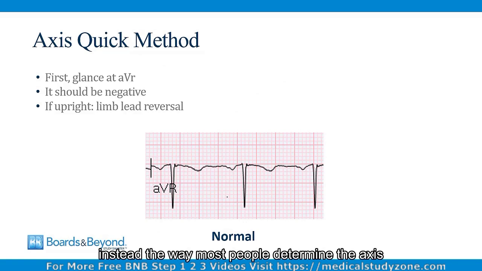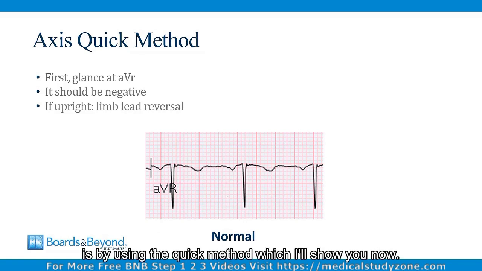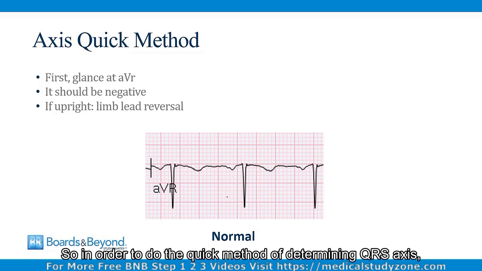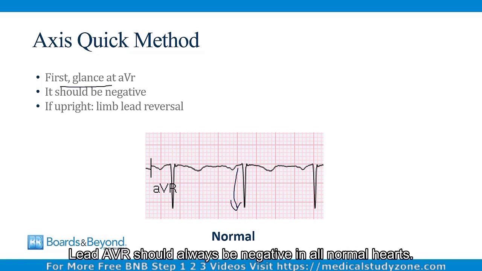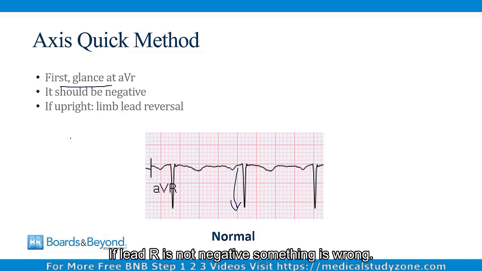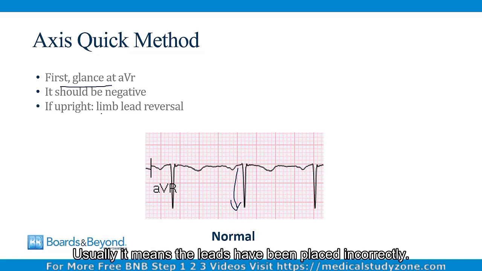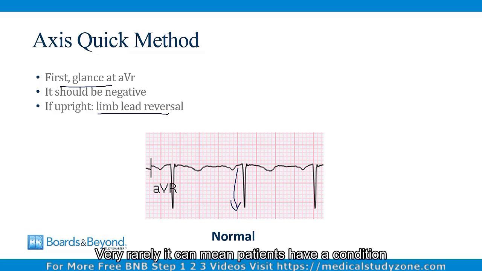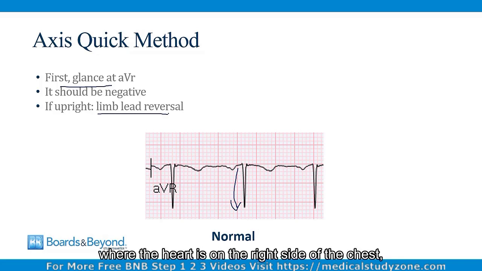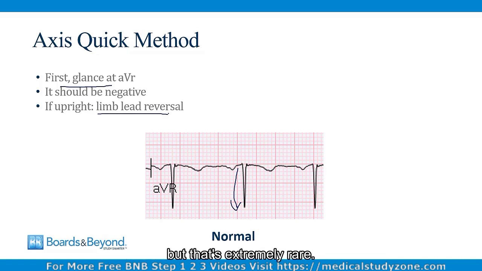Instead, the way most people determine the axis is by using the quick method, which I'll show you now. In order to do the quick method of determining QRS axis, the first thing you do is glance at lead AVR. Lead AVR should always be negative in all normal hearts. If lead AVR is not negative, something is wrong. Usually it means the leads have been placed incorrectly. There's a reversal of the limb leads. Very rarely it can mean patients have a condition called dextrocardia where the heart is on the right side of the chest, but that's extremely rare. Usually when AVR is upward, it means there's limb lead reversal. So if you're going to determine the axis, the first thing you do is look at lead AVR basically for quality control to make sure the leads are placed properly.